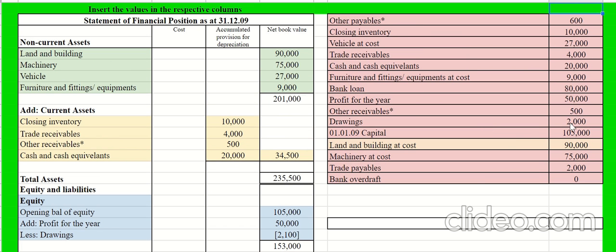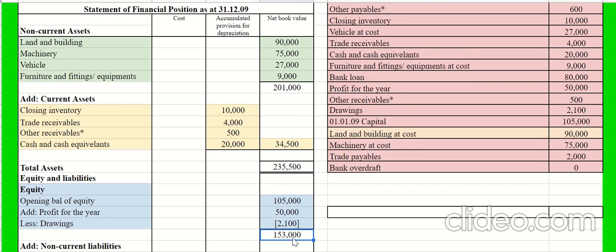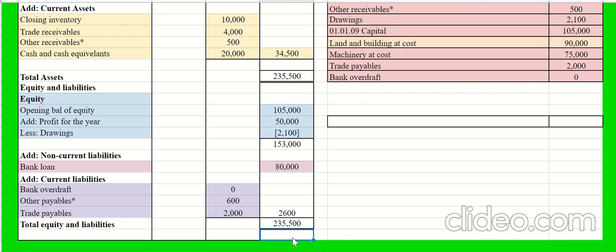Your drawings amount as per the question should be 2,100. So there's a small change only in the drawing section. Now you add up your closing equity, non-current liabilities and the current liabilities in order to get the total of equity and liabilities. When you complete your statement of financial position, your total assets should be equal to the total of equity and liabilities.